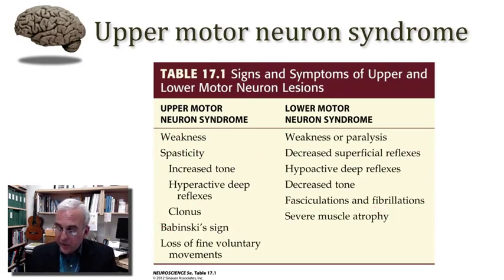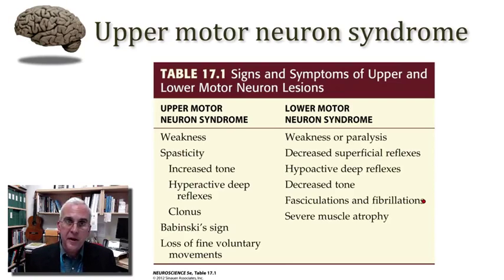With upper motor neuron injuries, we tend not to see such a loss of muscle structure and integrity. So there may be some atrophy due to not much use of the affected body regions, but the atrophy will not be nearly as severe as what is seen over time with damage to lower motor neurons and the loss of innervation of that muscle tissue.